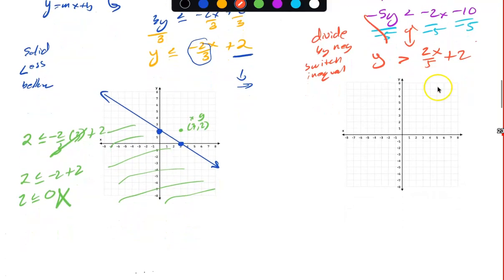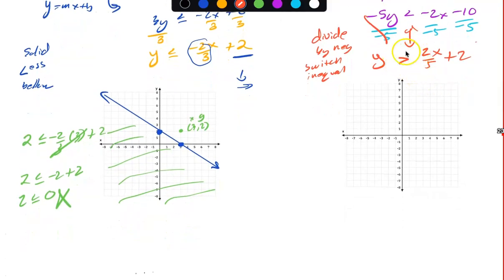Okay, so that's our graph. A couple things: notice it is dashed, not solid, because there's no equal to sign. And it's greater than, so it's going to be above. This is a greater than sign. Greater than is above. Less than is below.